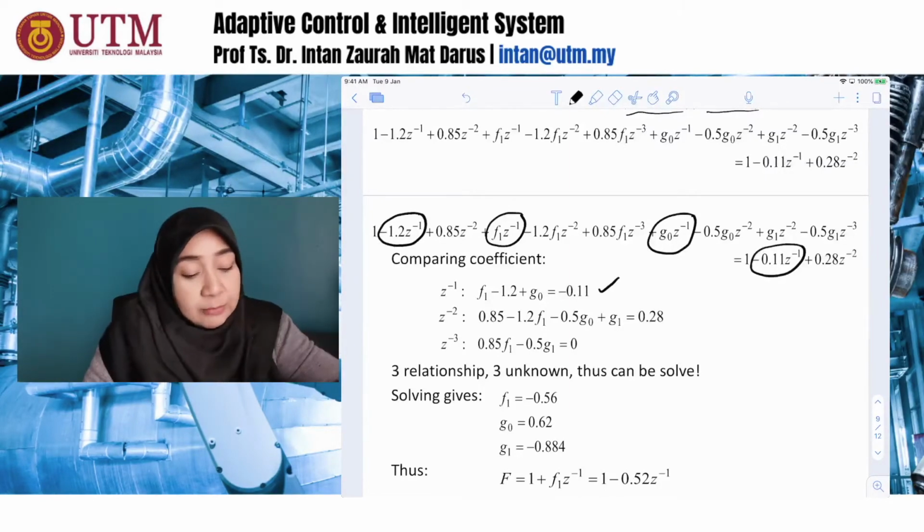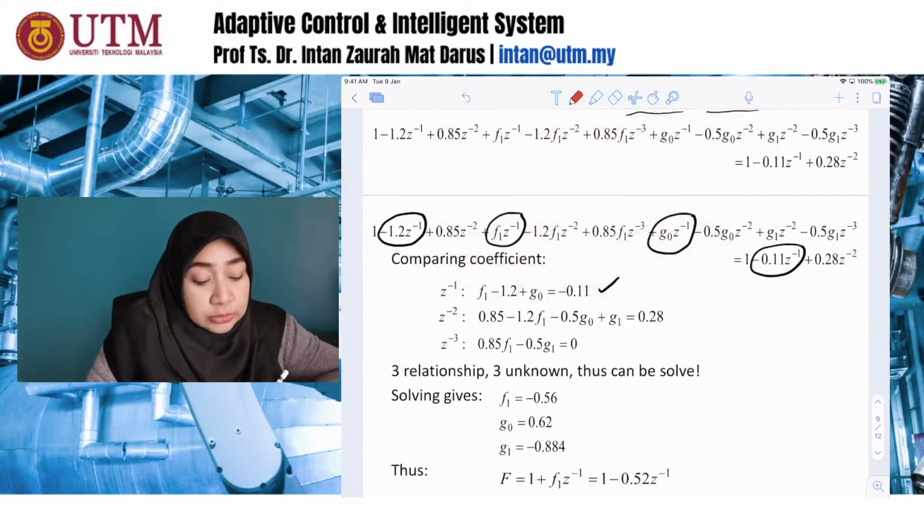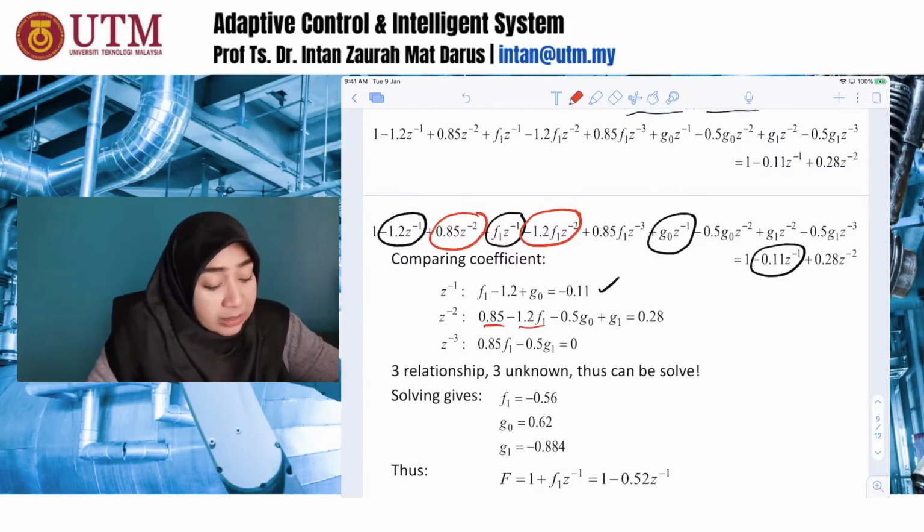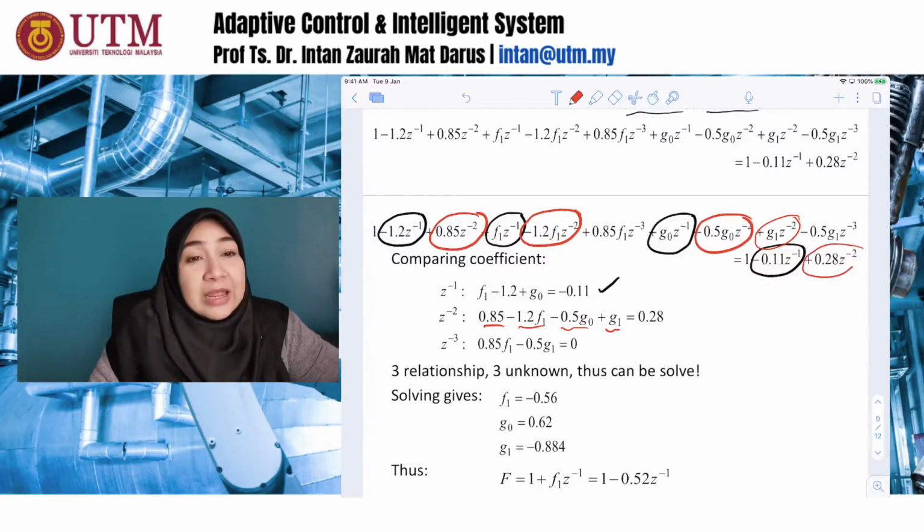The second coefficient I'm going to use is z^-2. On the left hand side, I have 0.85, then minus 1.2 F1, then minus 0.5 G0, and then G1. On the other side, I only have 0.28 z^-2, so that is equivalent to 0.28. By comparing these coefficients, we'll be able to solve for the values we need.